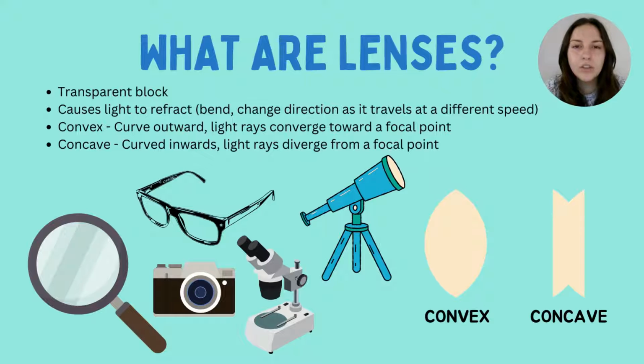So we're going to discuss how they actually work, but just in short, convex lenses cause light rays to converge towards a focal point, which means come together, whereas concave lenses actually cause the opposite. They cause light rays to diverge from a focal point, and this just means spread out. So let's look at this in more detail.